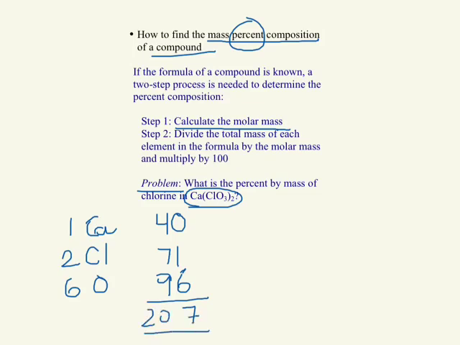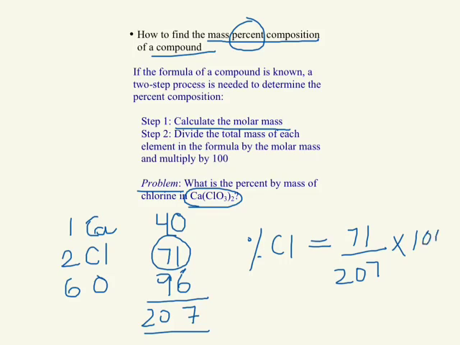Now, if you have to find out percent by mass of chlorine, you just pick the mass of chlorine, which is 71, divided by total, times 100. And this one will be 34.3%. Instead of chlorine, if you have to find out mass percent of oxygen, you're going to take 96 divided by molar mass, which is 207, times 100.